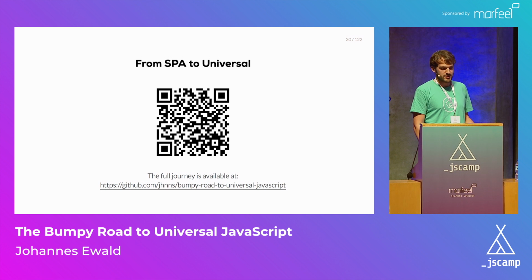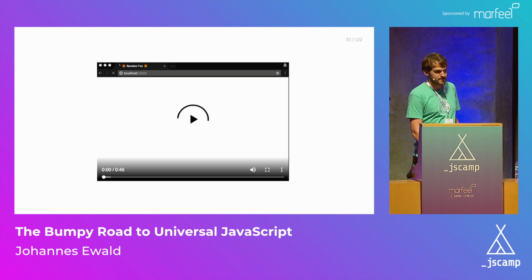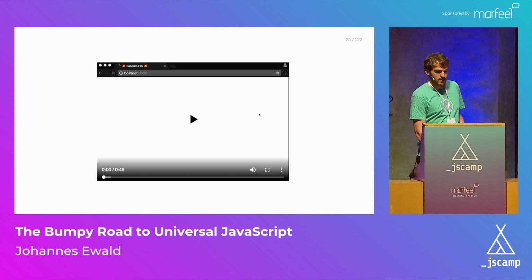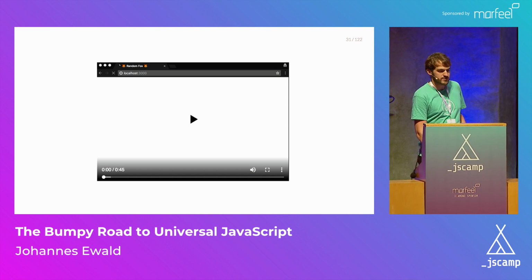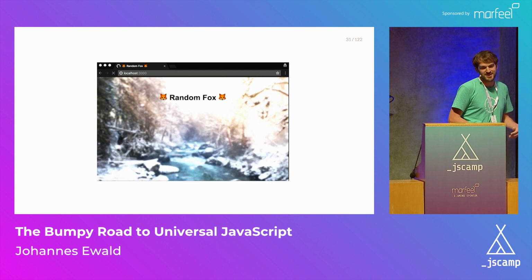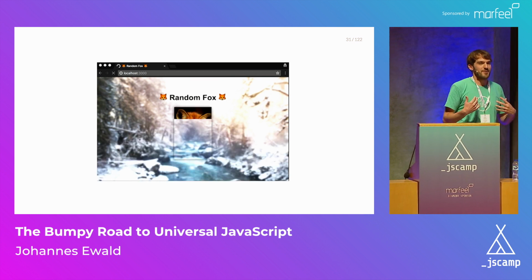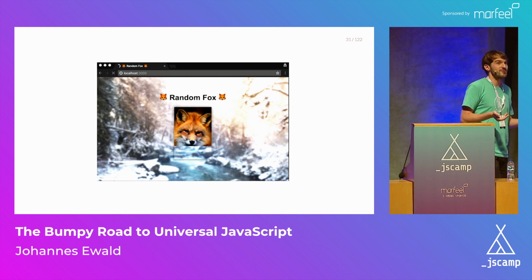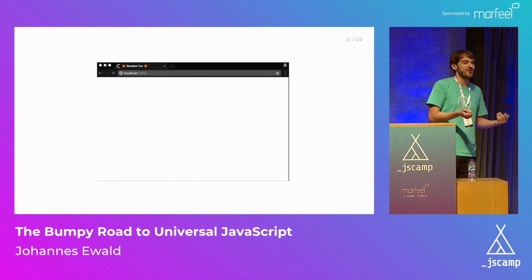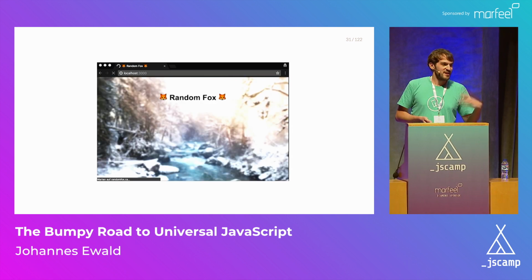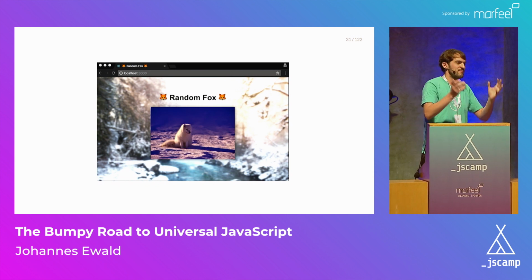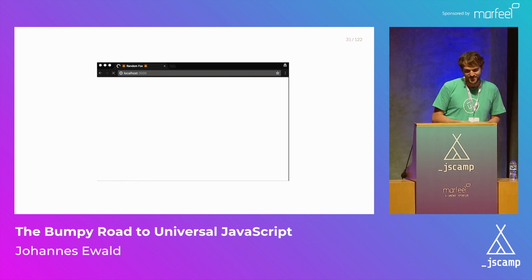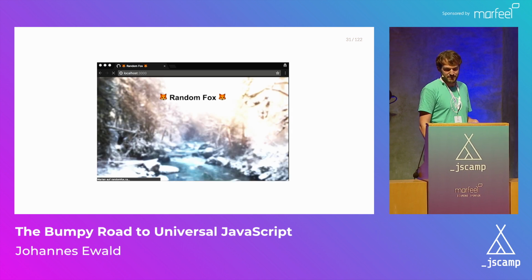So how does our current single-page app look like? Where is my cursor? Ta-da! So our single-page app is a page that displays random Fox images. And it turns out there is, of course, a web service that provides you with random Fox images. So I just hit the refresh button several times, and the image loads, and it's really nice. And that's our single-page app.